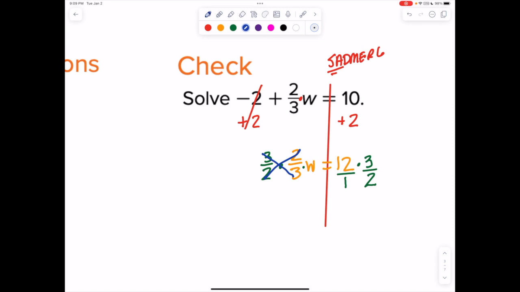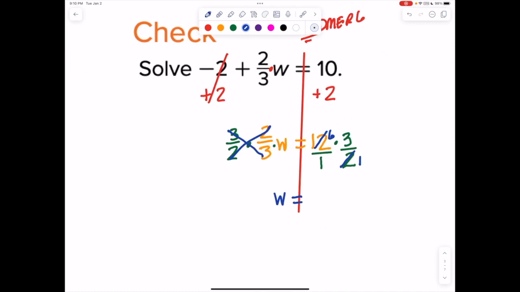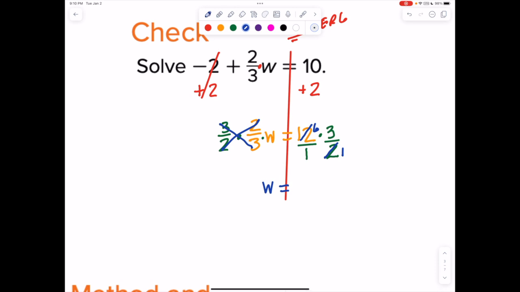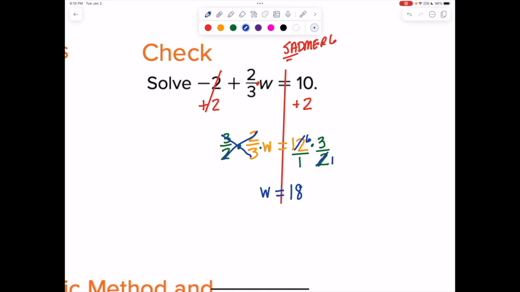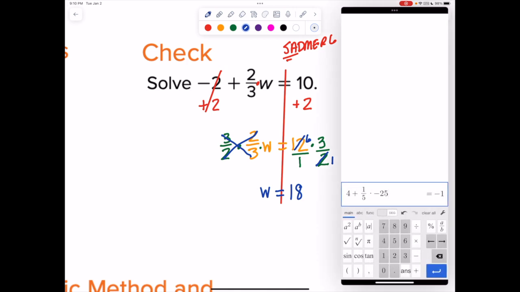And so we're left with W equals, and then we can go ahead and cross simplify this. Anytime you're multiplying by fractions, see if you can cross simplify. I'm going to divide both of those by 2, and I'm left with a 1 and a 6. And then 6 times 3 is 18. I don't need to put over 1. We're just done.